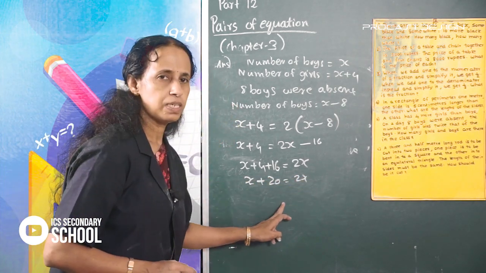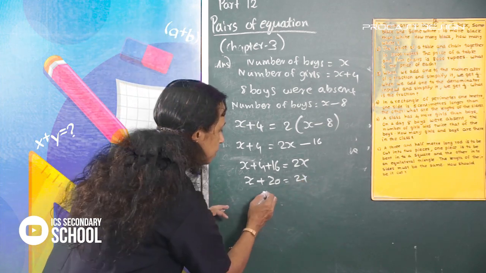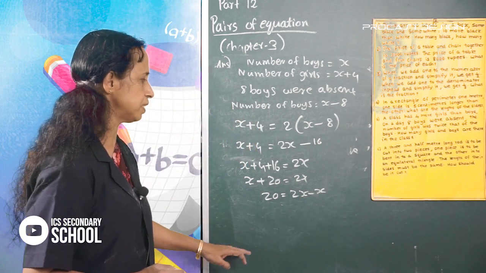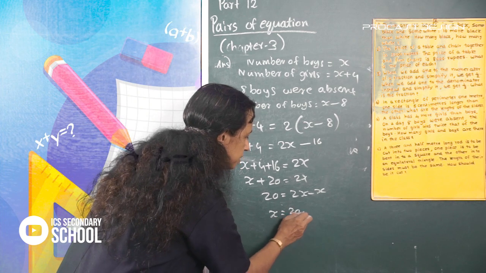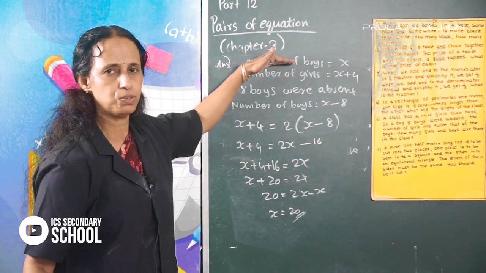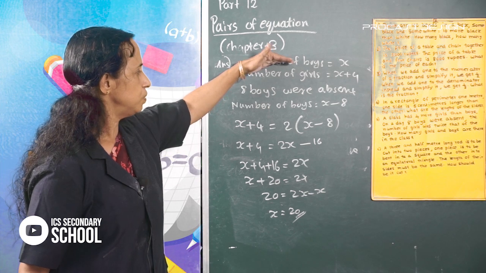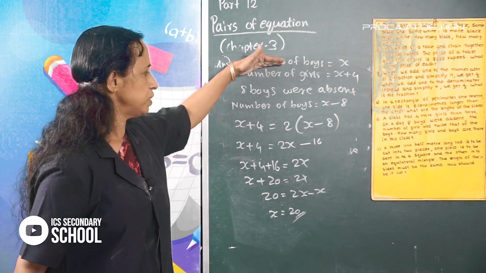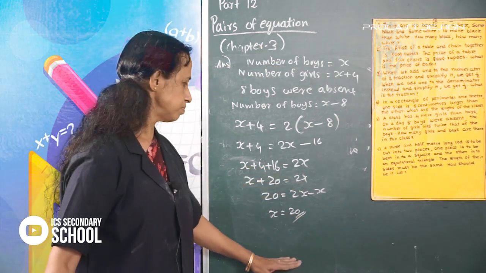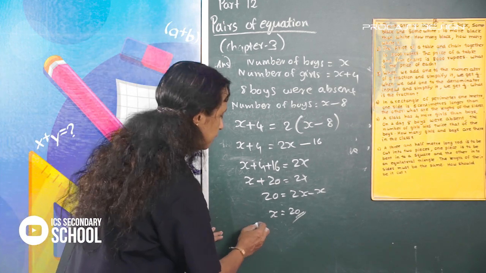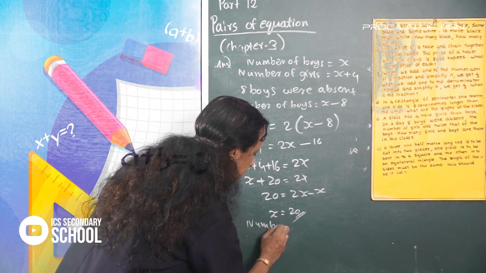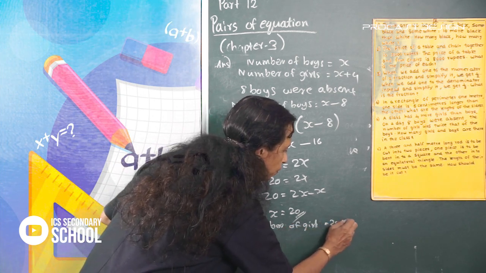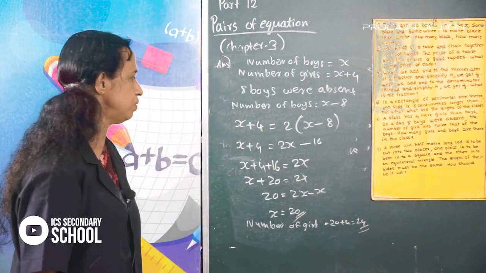Change plus x to minus x. 20 is equal to 2x minus x. Okay, 20 is equal to 2x minus x, so x is equal to 20. Number of boys is equal to 20. Number of girls is equal to 20 plus 4, which is equal to 24. Number of girls is equal to 24.